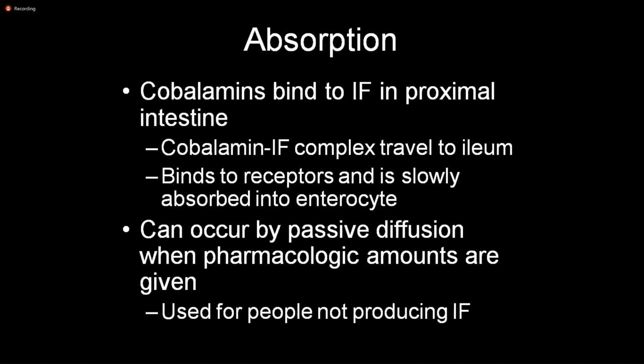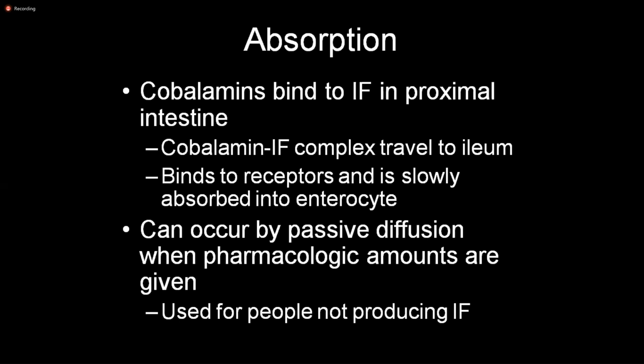Cobalamin binds to intrinsic factor in the proximal intestine. In the proximal intestine, there is another protein which is known as intrinsic factor. So the cobalamin and intrinsic factor now form a complex. After liberating from the R protein, it forms a complex with intrinsic factor, travels to the ileum, binds to the receptor and is slowly absorbed into the enterocyte or the intestinal cells.